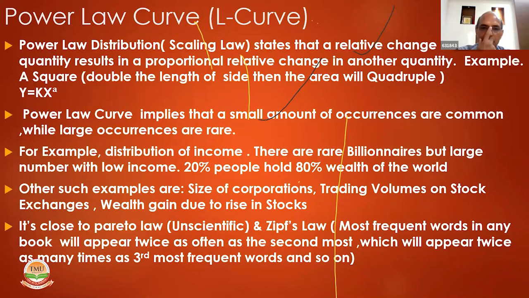Similar examples could be had in terms of size of corporations, trading volumes in stock exchanges, and wealth gain due to rise in stocks. Someone who holds a majority of shares in an organization will get much greater wealth than small-holding individuals. Similarly, it is also very close to Gibbs law, which states that the most frequent word used in a book will appear twice as often as the second most, which will appear as many times as the third most, and so on and so forth. So Pareto's law, though not a scientific one, is quite equivalent to the phenomenon of organizational performance.